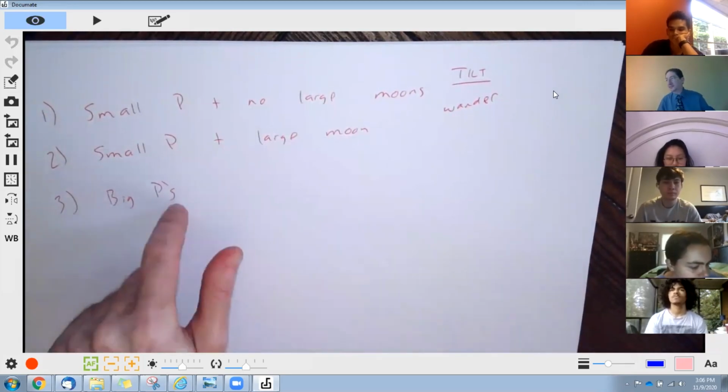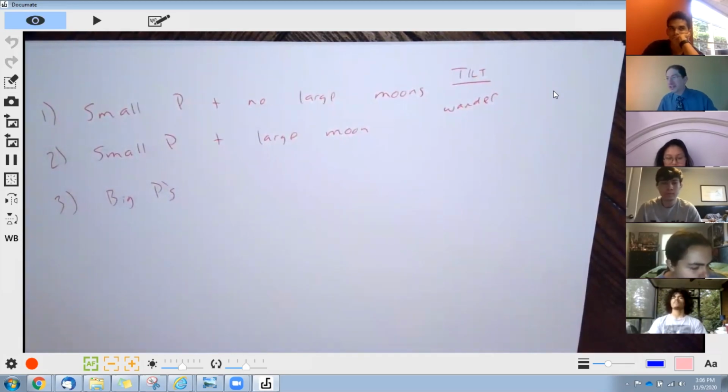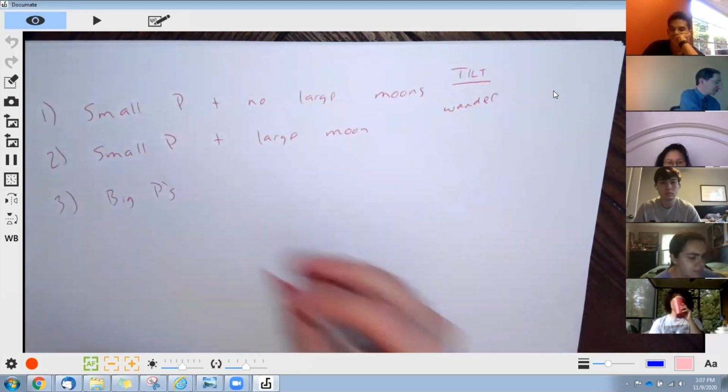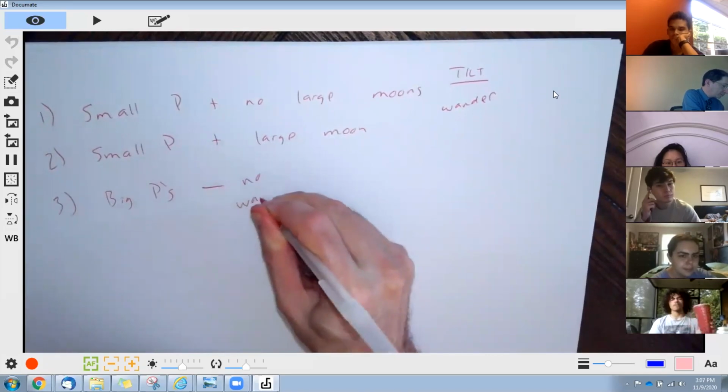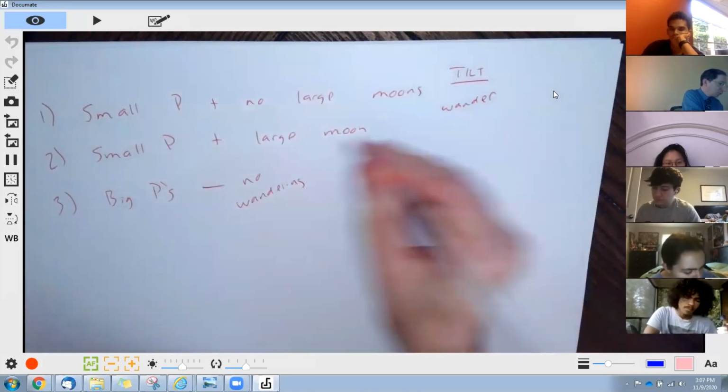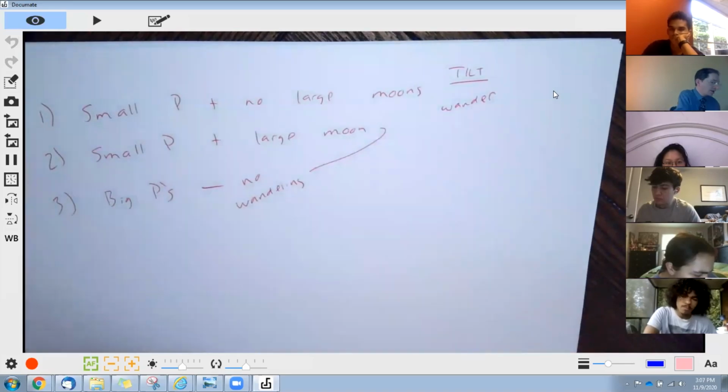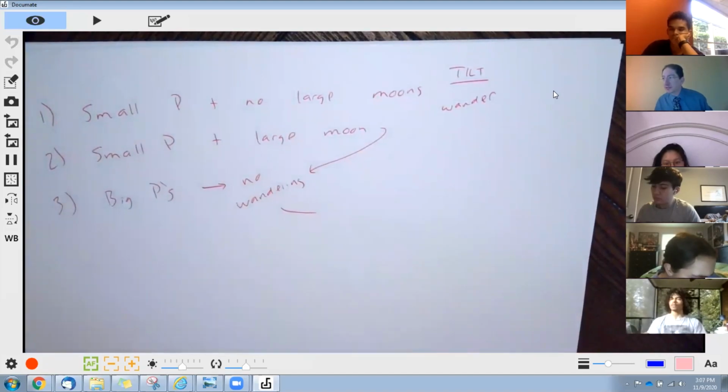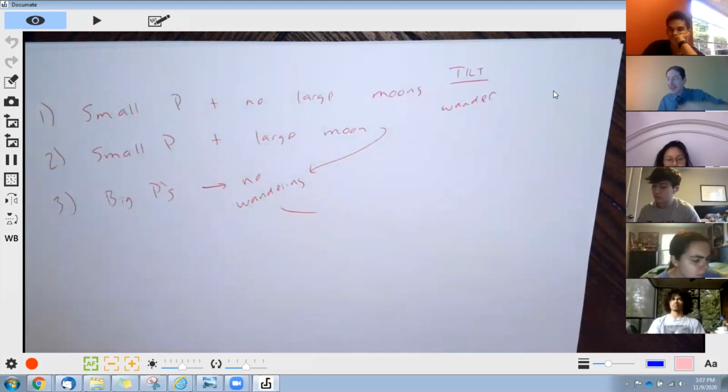And then you have the big planets. Little gravitational tugs don't affect them at all. They're big, they're massive. At least little random gravitational tugs don't. So big planets, you have no wandering. And small planet with a large moon, also no wandering. But the big planets, some of them are tilted. As we saw, Saturn is tilted. Uranus is flipped on its side, not all the way over, but like 90 degrees. Neptune has a lot of tilt. Jupiter's tilted too, a little bit, 3 degrees.